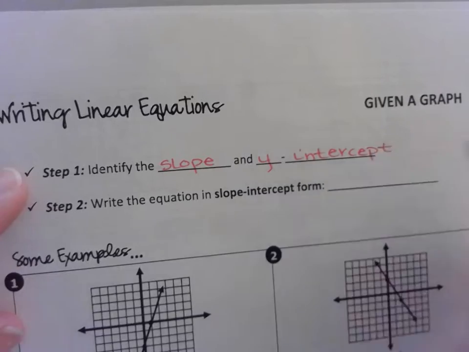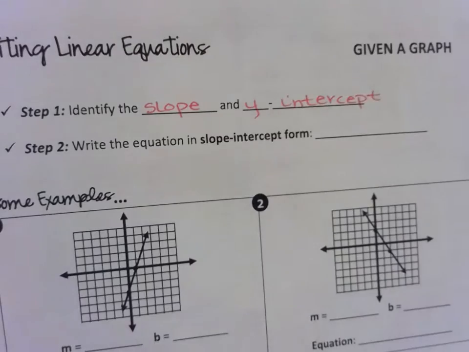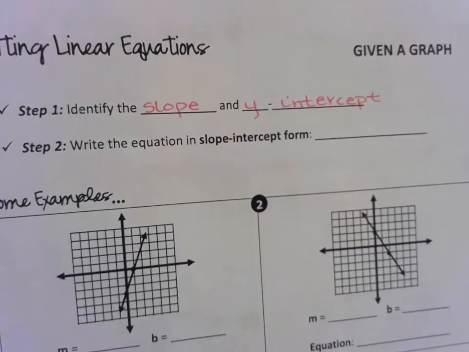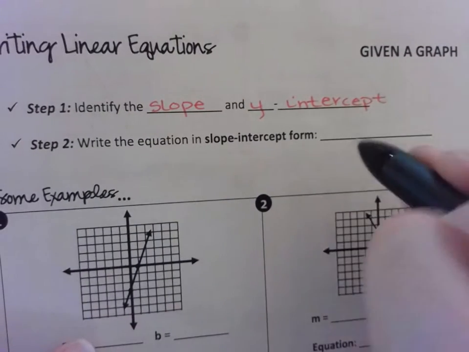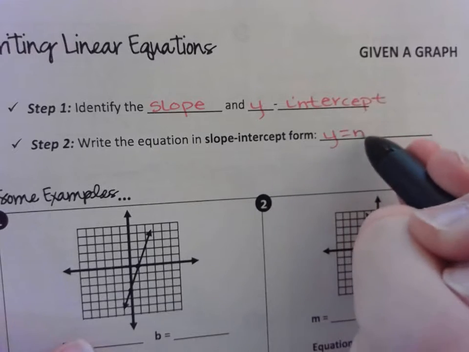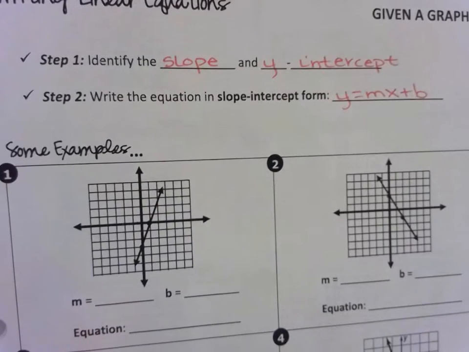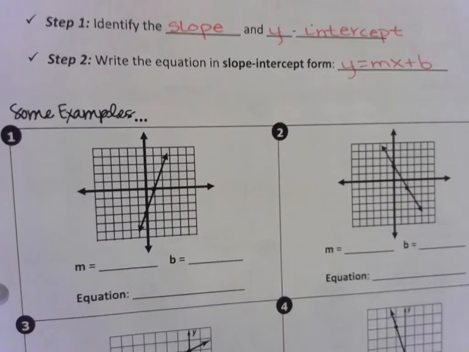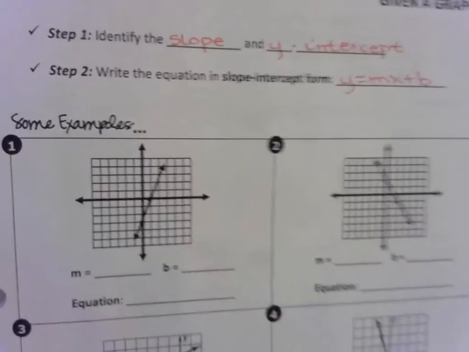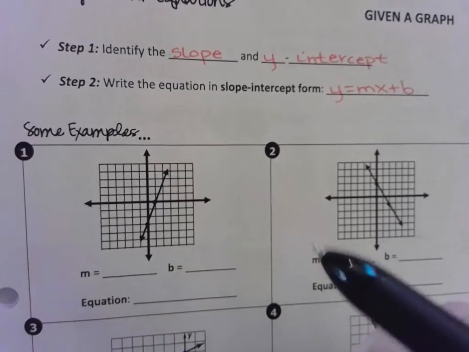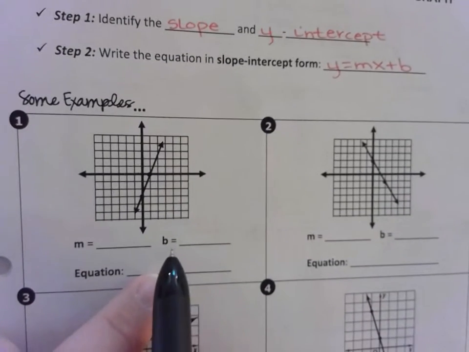There's not going to be a whole lot of work with these. You just have to remember, how do I find the slope? How do I find the y-intercept? The next thing is you're going to write the equation in slope-intercept form, y equals mx plus b. Once you find the slope and the y-intercept, you just plug it in like we did Tuesday. So don't make these harder. Let's find the y-intercept first. That's the easiest to find.